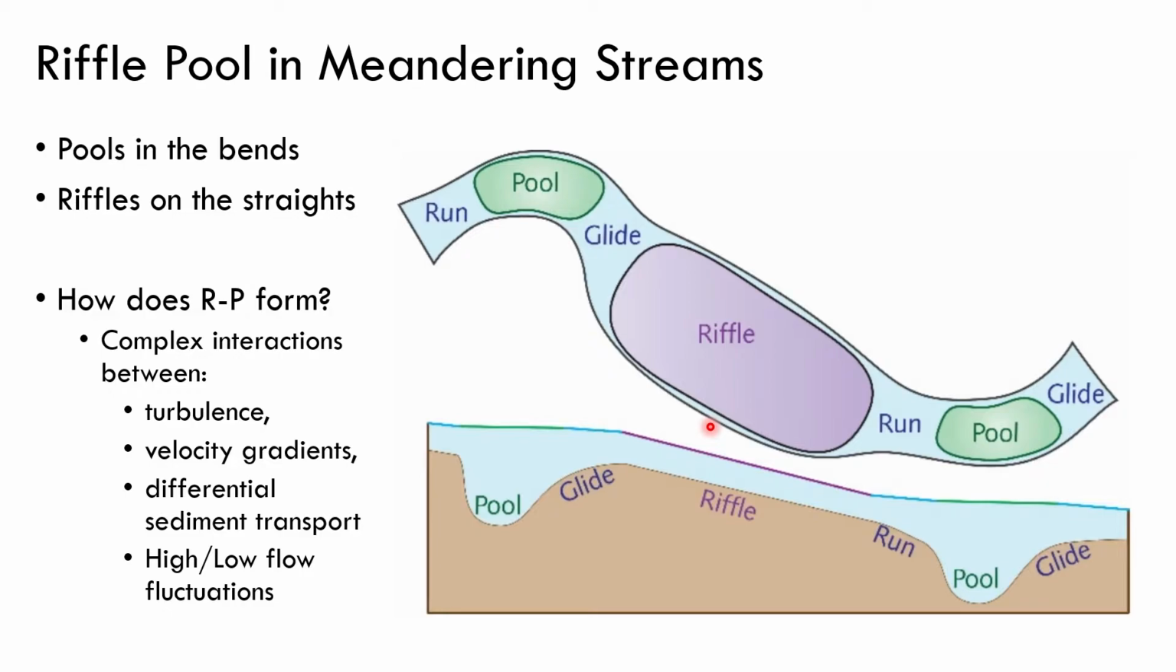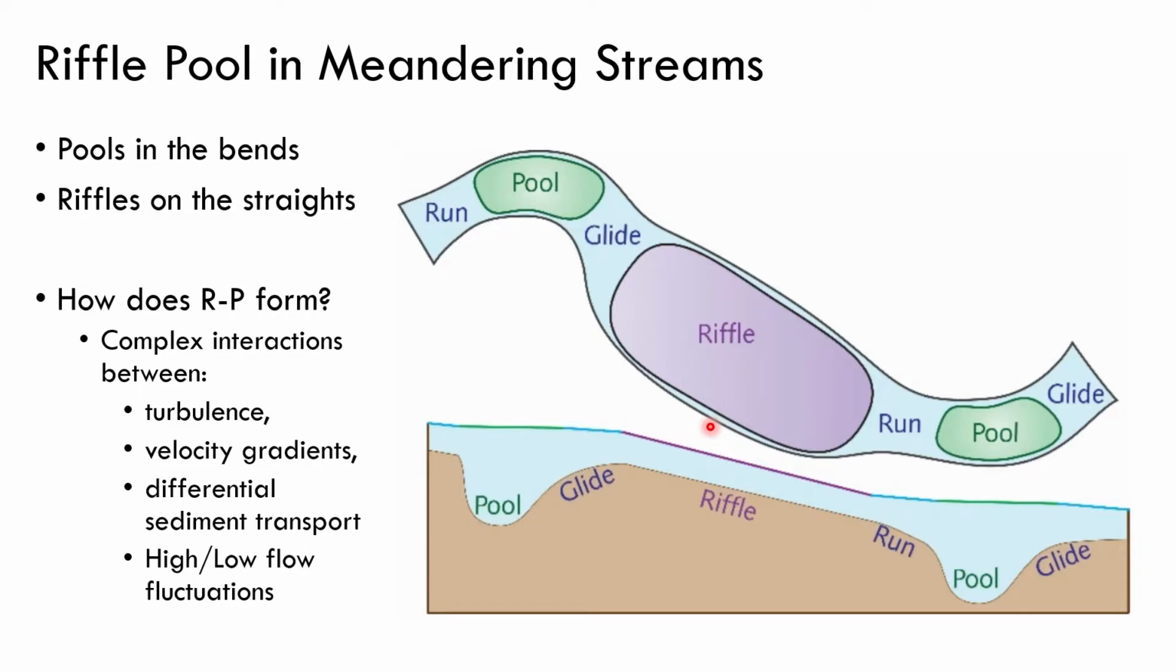So the pools are in the bends, and the riffles are in the straight parts in between the pools. And one of the questions that often comes up is how does riffle pool morphology form? This is a question that geomorphologists have been grappling with for a long time. It's so ubiquitous across a lot of different types of rivers and a lot of different environments. And so there's got to be some fundamental reason why these form.